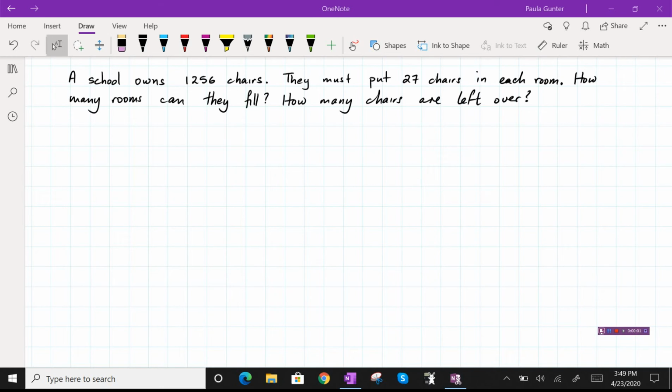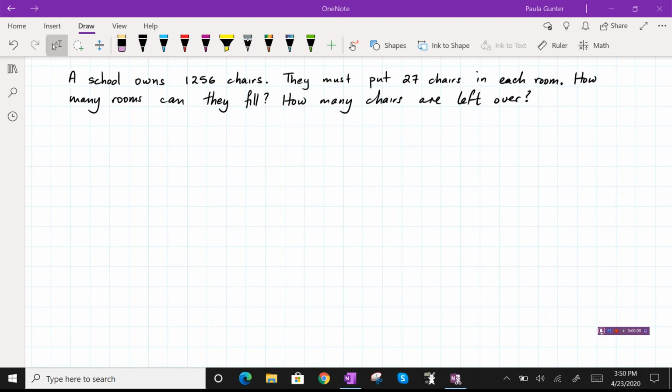We're going to continue with the long division of our numbers, but this time we're going to look at a couple of word problems. Alright, so here's the word problem. A school owns 1,256 chairs. They must put 27 chairs in each room. How many rooms can they fill? And how many chairs are left over?